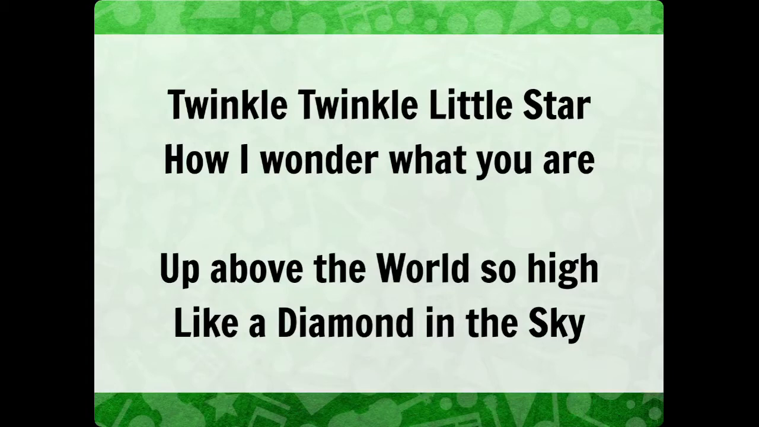So first of all, I would have students try and figure out the form of the song. We would talk about how it doesn't just go twinkle, twinkle, little star, how I wonder what you are, up above the world so high, like a diamond in the sky, end of song, right? Something happens, what happens? We would try and identify the first part, A, the second part, B, and then we go back to A.